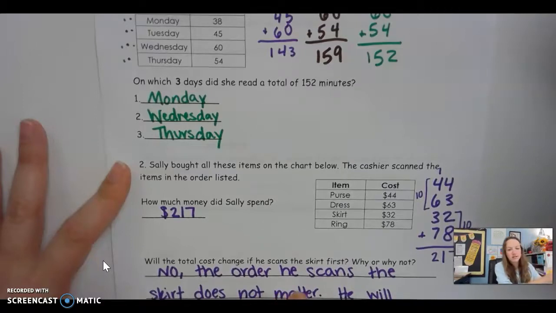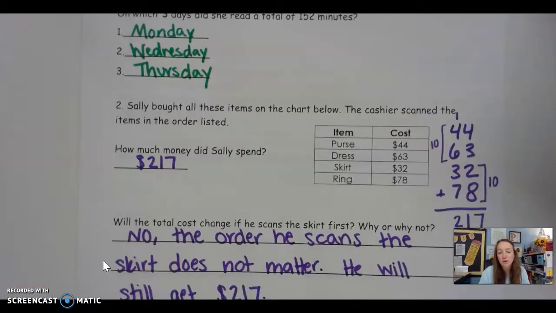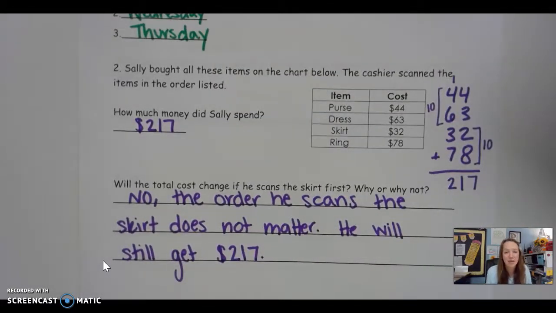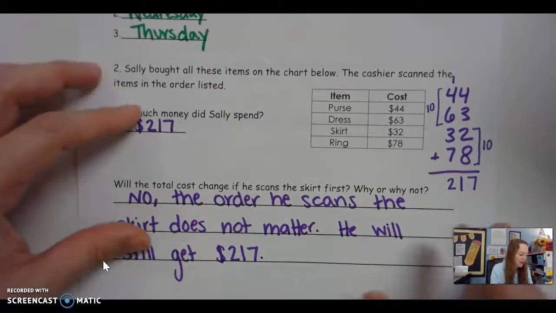$217. Okay, let me share my screen so you guys can see it. There we go. So the order that he's adding these numbers does not matter. He'll still get 217 no matter which one he scans. All right, let's move on.